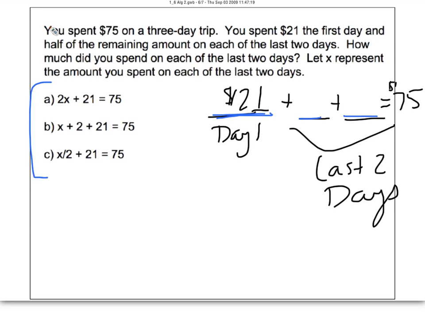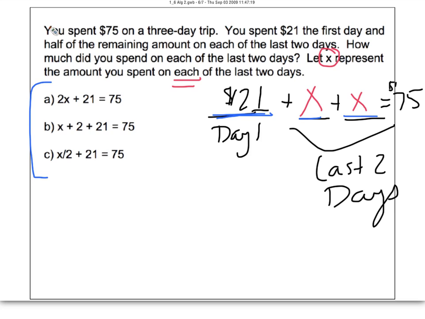Now you have to be careful with the wording of this question. Read it again. Let X represent the amount you spent on each of the last 2 days. So for me, these would be each of my last 2 days, is what X is. So how would you come about and figure out which equation it is?